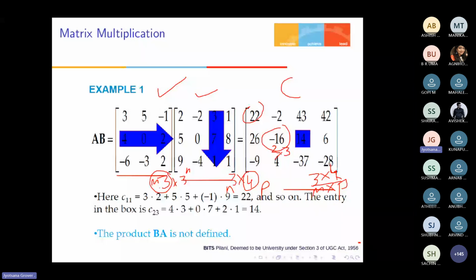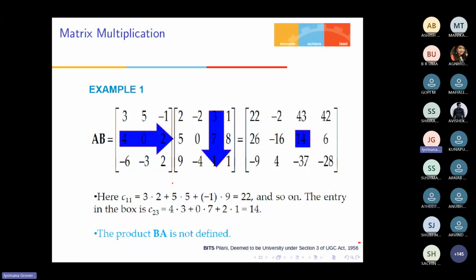So what will you take? You will take the second row of A, corresponding to the row of A. Second row of A, take its dot product with the third column of B. Sorry, let me take a different one. First I'll do this. This is second row and the third column.